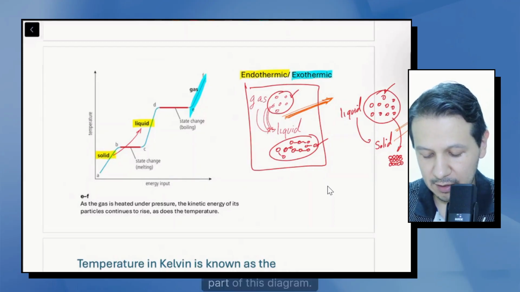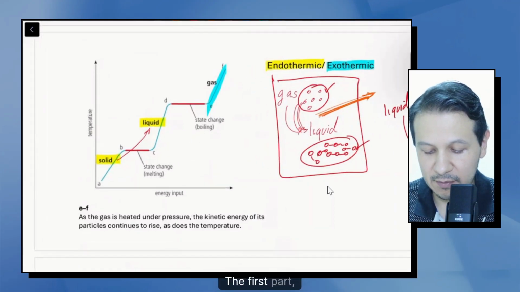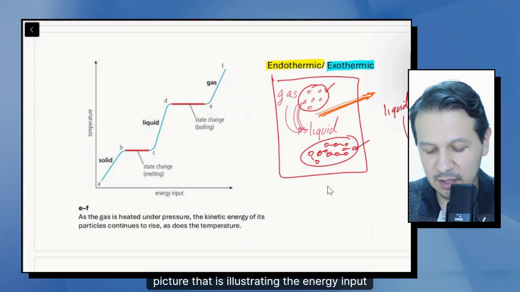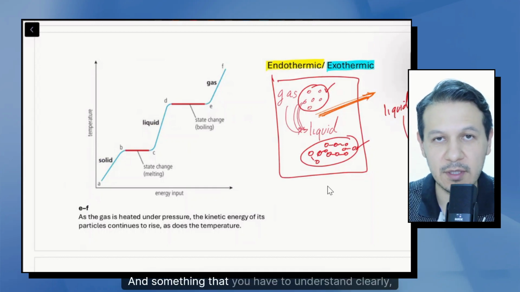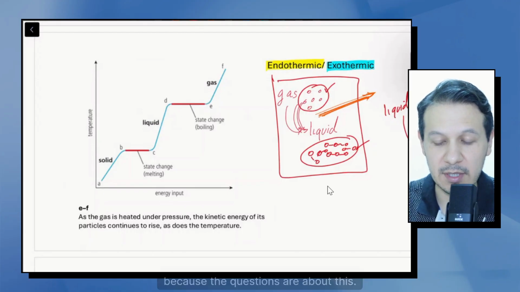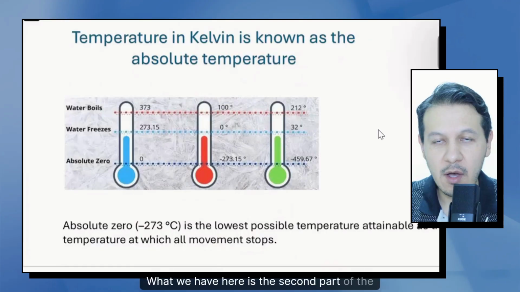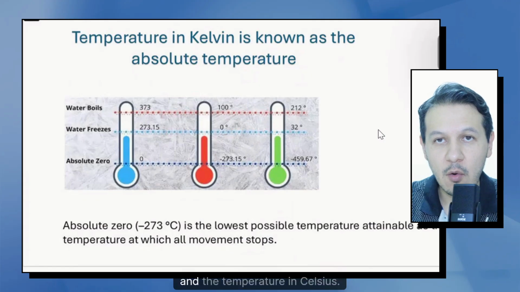This is the final part of this diagram, the last part of this picture that is illustrating the energy input versus the temperature. Something that you have to understand clearly because the questions are about this. What we have here is the second part of the learning objective: the temperature in Kelvin and the temperature in Celsius.